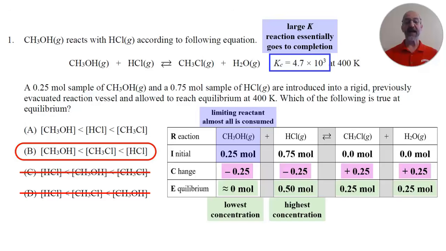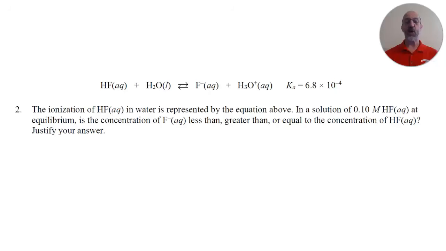All right, well, hopefully that explanation with that Rice table makes sense. Now, let's go ahead and take a look at question 2. In question 2, it says the following. The ionization of aqueous HF in water is represented by the equation above.